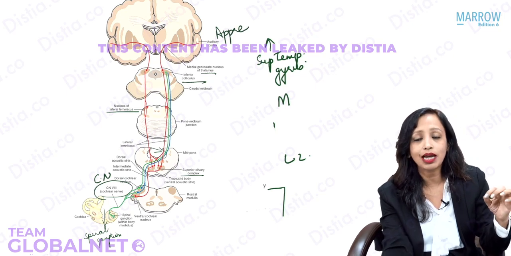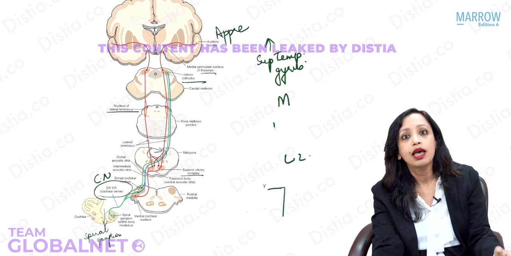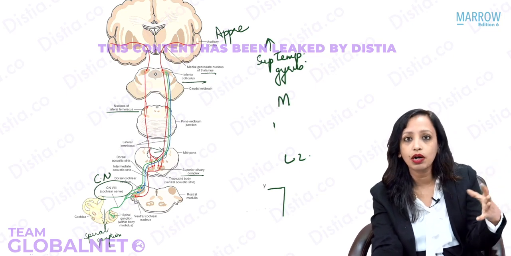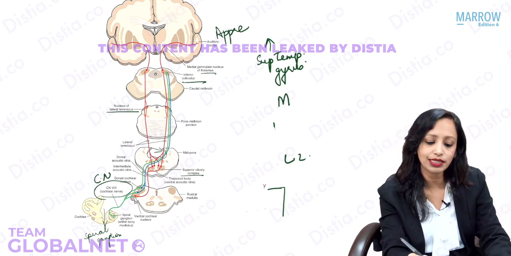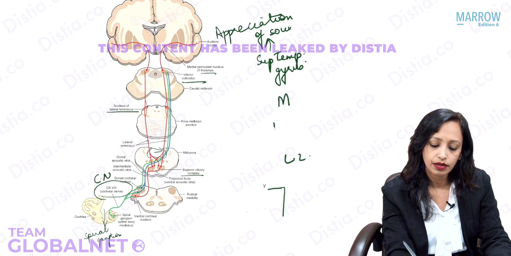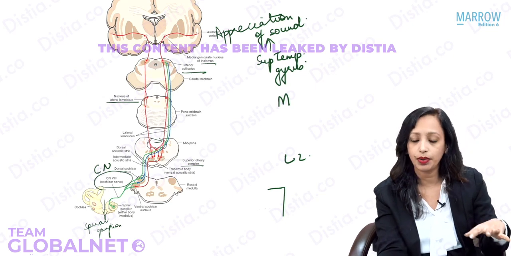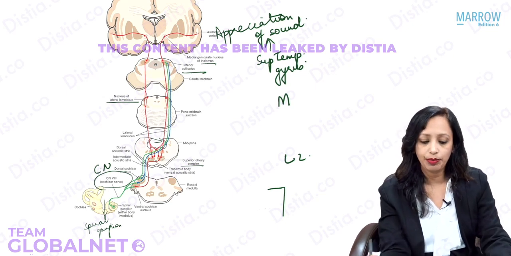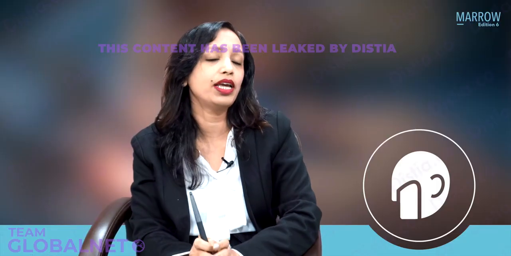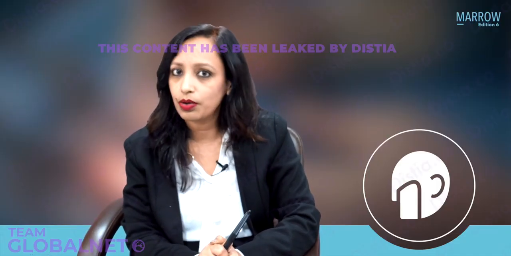We hear a sound, but unless it reaches the auditory cortex, we are not able to appreciate it, that what the person is speaking or that there is some sound. So this is appreciation of sound. This is what we need to know in the auditory pathway. So now, keep down your pens. Quickly tell me which is more in number, inner hair cell or outer hair cell? Yes, very good. Outer hair cell.